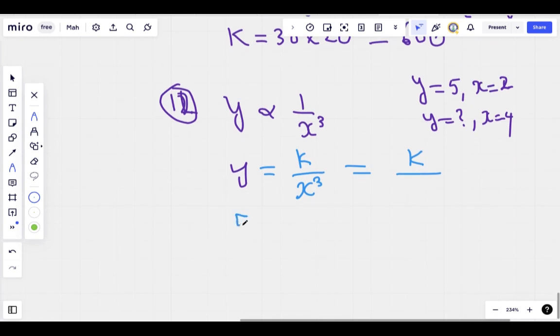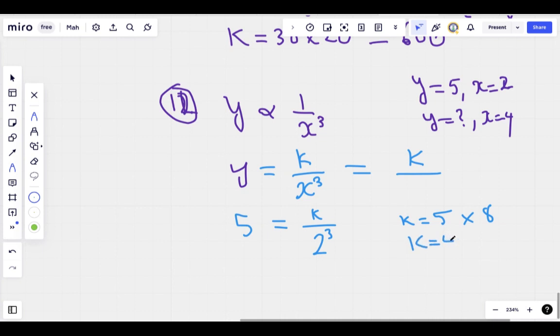Y is 5, so 5 equals k over x, where x is 2. So 2 to the power of 3 gives 8, because x is 2, you put 2 here. So you cross multiply: 5 times 8 is 40. So k will be 40.